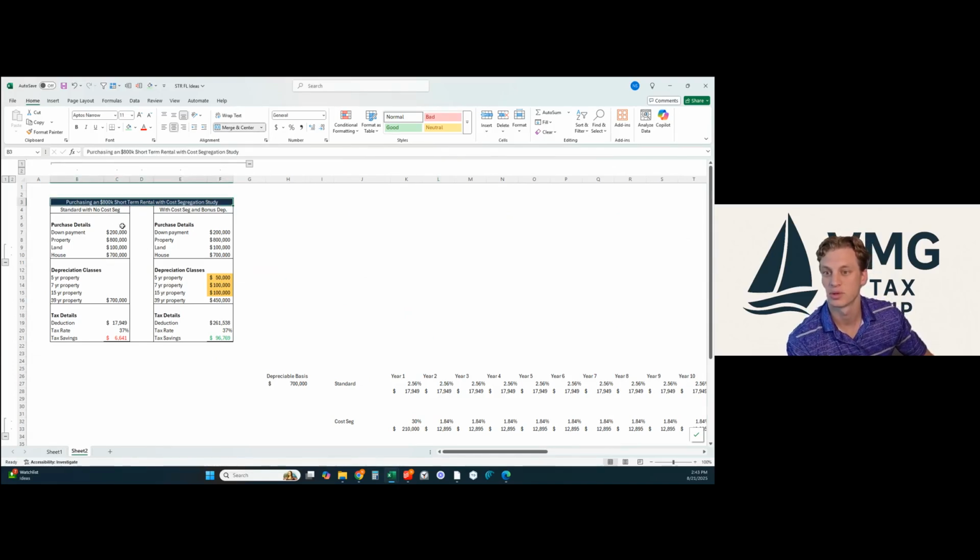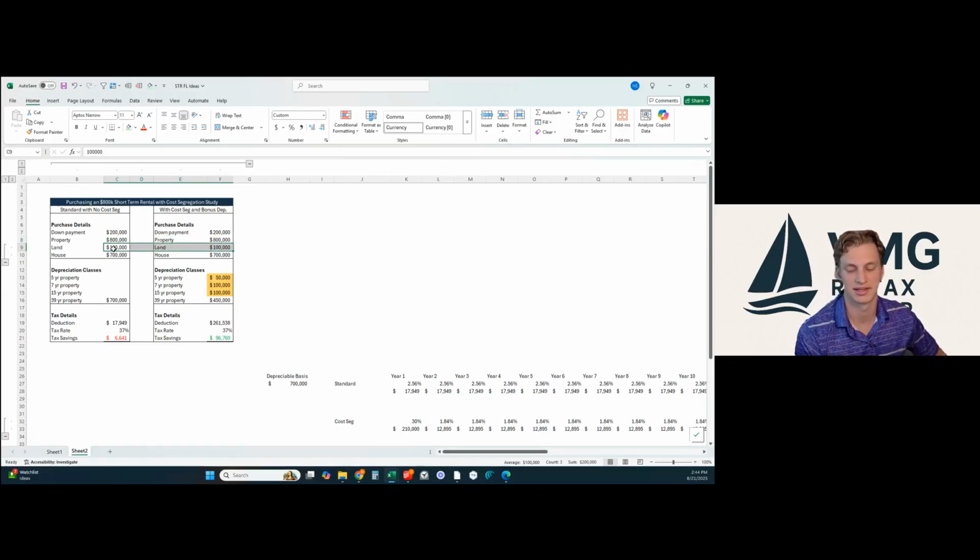I also just want to model this and show it to you in one different way. This would be purchasing an $800,000 short-term rental with a cost segregation study. This left panel is without doing a cost segregation study, and this right panel is with it. So the details are the same. You'd have a $200,000 down payment. The property would cost $800,000. If $100,000 was allocated to land, that would leave you with a $700,000 depreciable basis on the house.